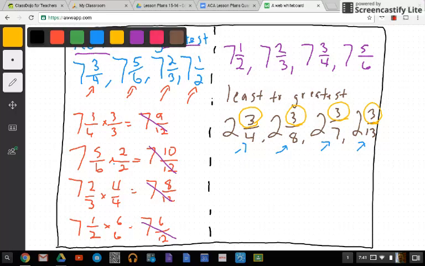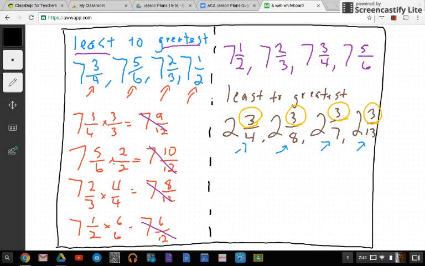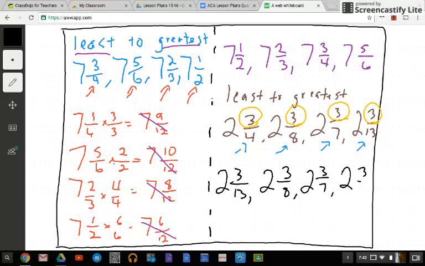So on fractions that have the same numerator, the one with the smaller denominator is always going to be the largest. So very simple here. So the smallest one is going to be 2 3/13. The next smallest one is going to be 2 3/8. Getting a little bit bigger, I go to 2 3/7. And of course, the largest one is 2 3/4.